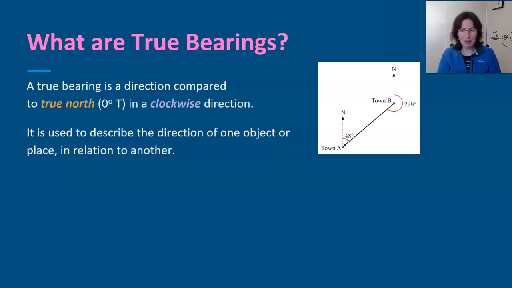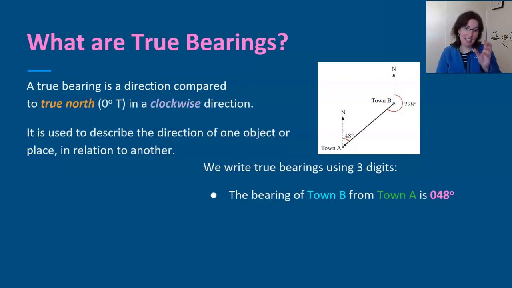So having a look at this example with town A and town B, have a look at the bearings that we've got there. Just a bit of background information. True bearings, we use 3 digits. So for that 48 degrees, we would start with a 0 out the front. So the bearing of town B from town A. The way I remember it is where it says from town A, town A is where you start. So imagine you're standing at town A and you're facing north, and then you're going around clockwise, and the diagram has 48 degrees, and then we're going off to town B. So the answer for the bearing of town B from town A is that 48 degrees.